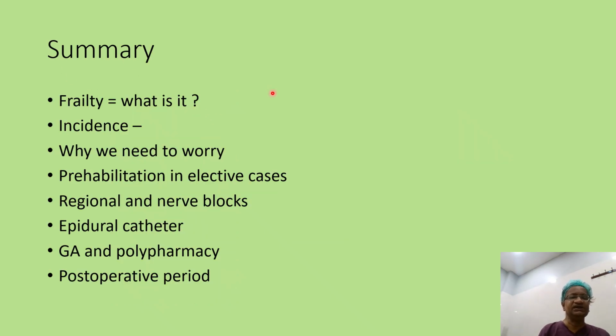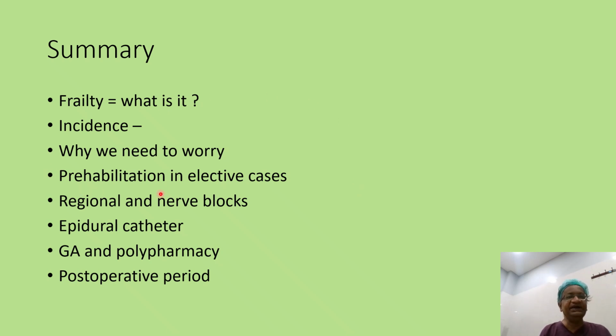So what is frailty? Yes, eyeballing is very important; we think something is strange. It is 3.9 to 4%, which increases to 25%. Why do we need to worry? Complications are more: atelectasis, pneumonia, cardiac injuries, kidney injuries, all are common. So polypharmacy is there with GA.